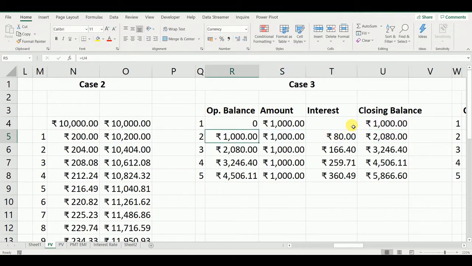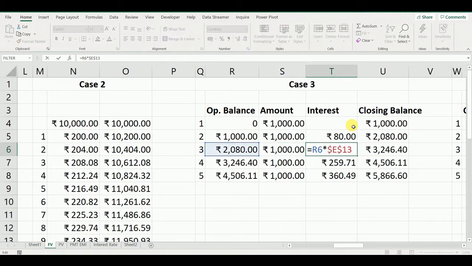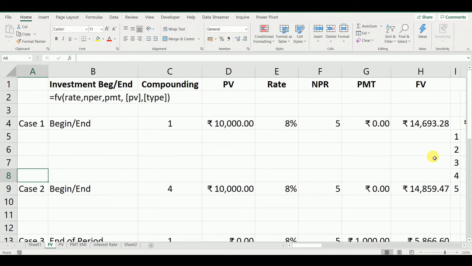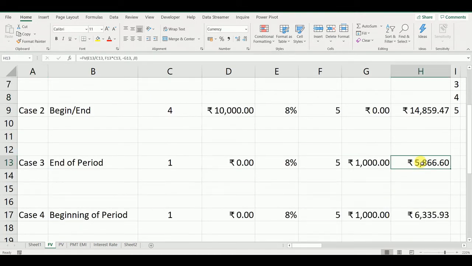So at the beginning of the third month, our opening balance is 2080. Now we have invested 1000 rupees. Now we'll get the interest on 2080 and not on 3080. So our principal becomes 3246. In this manner, after the end of the fifth year, we will get 5866, which is equal to the figure which we have got through the FV formula.